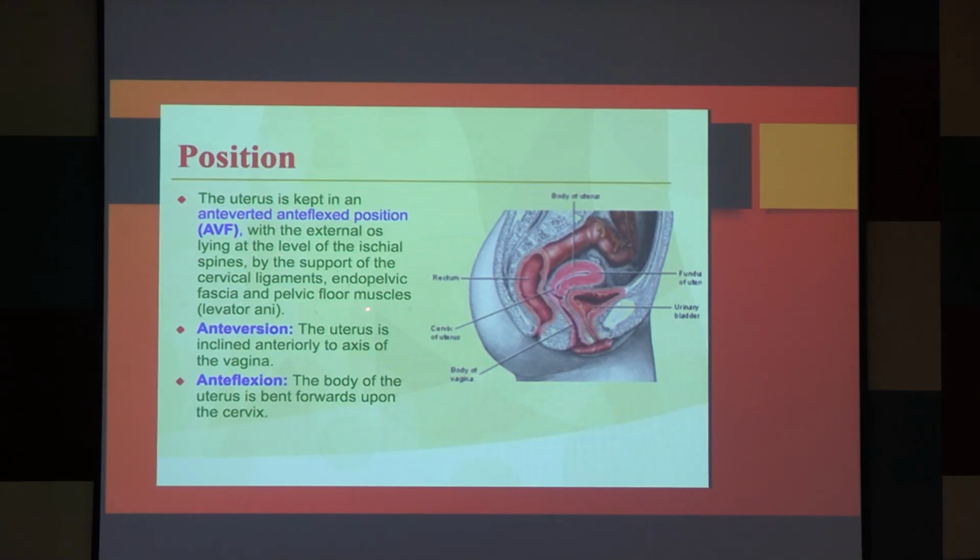By the support of the cervical ligaments and pelvic floor muscles, the levator ani, so many supports are there which keep the uterus anteflexed. If they are not supported, then it may be retroflexed.